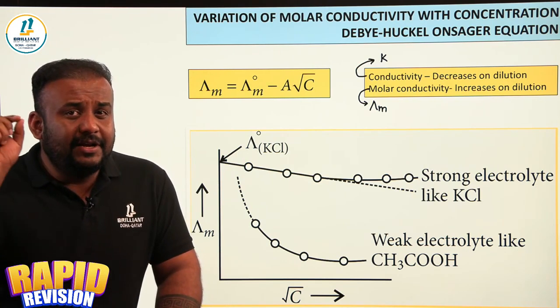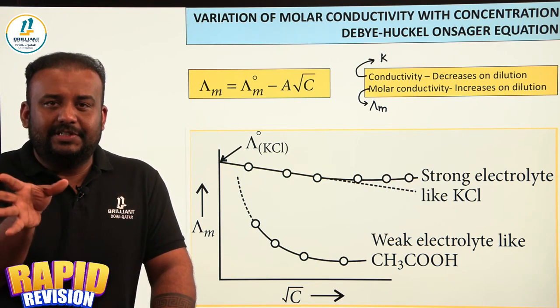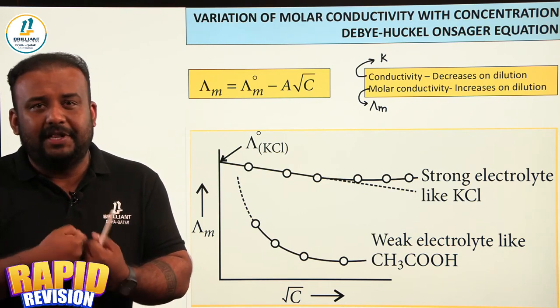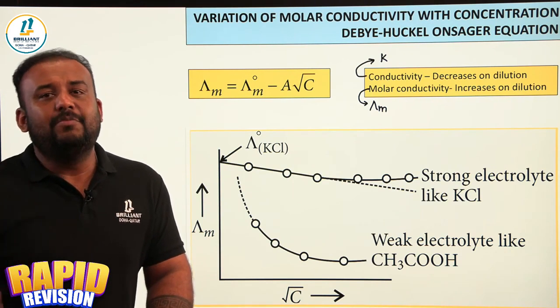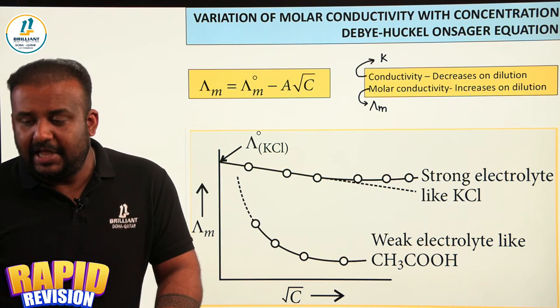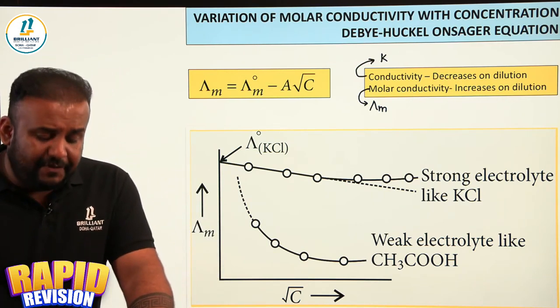The reason is, in strong electrolytes, even though the ions are dissociated in the solution, they still have some electrostatic attractive forces between them. So when you dilute it, the forces of attraction are lesser and the ions have more freedom or mobility in the solution. That's why molar conductivity increases. Is that clear to everyone?